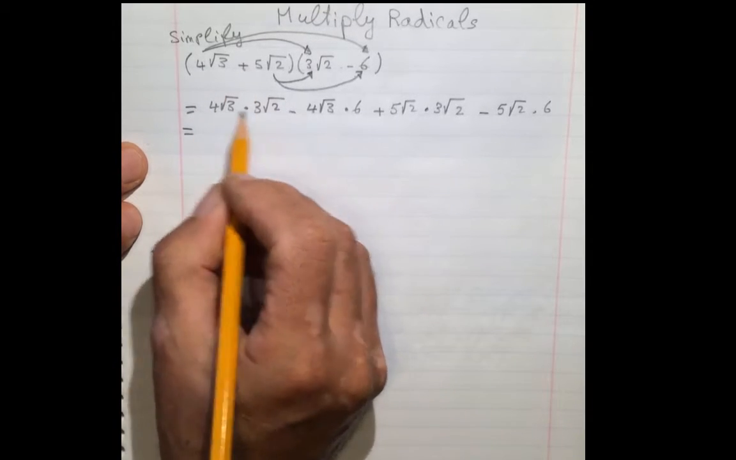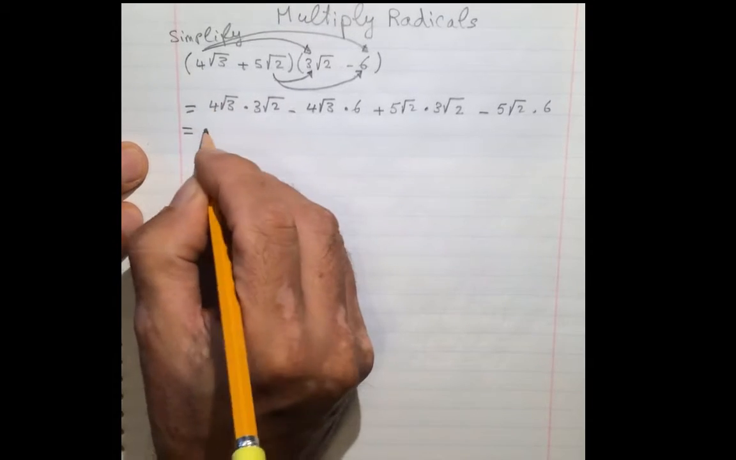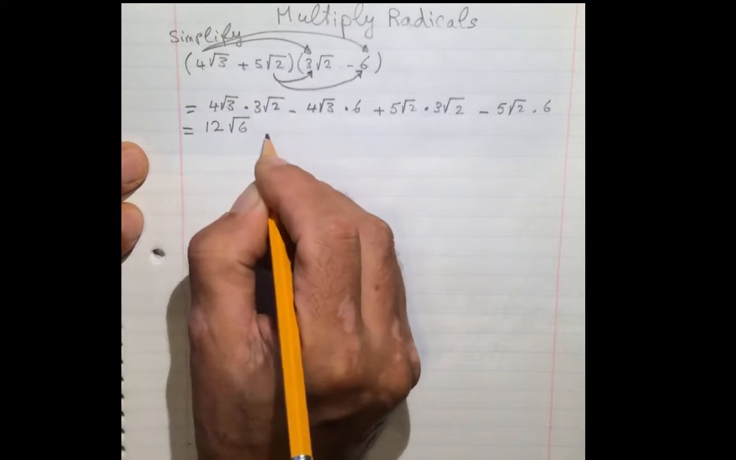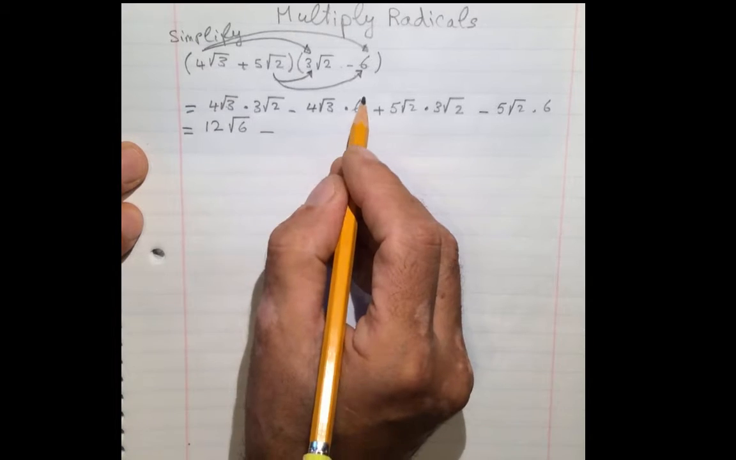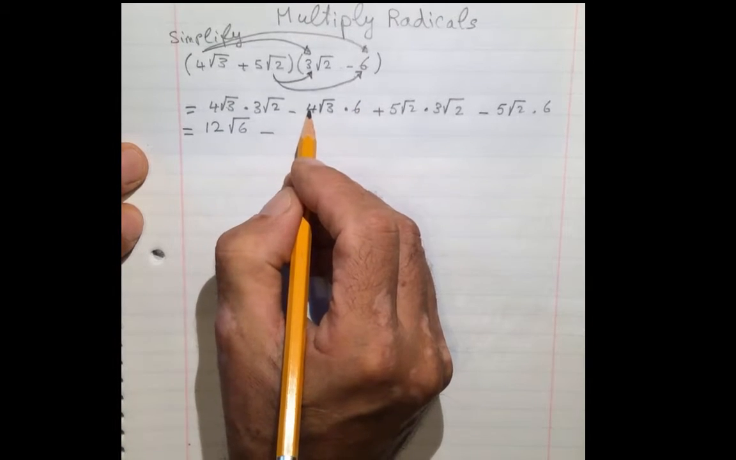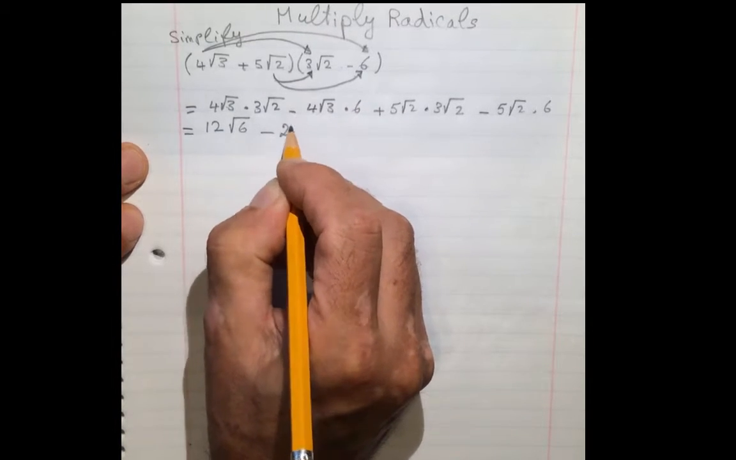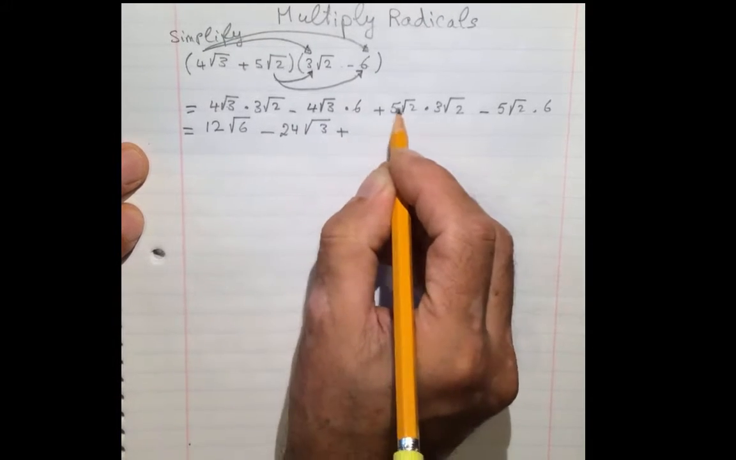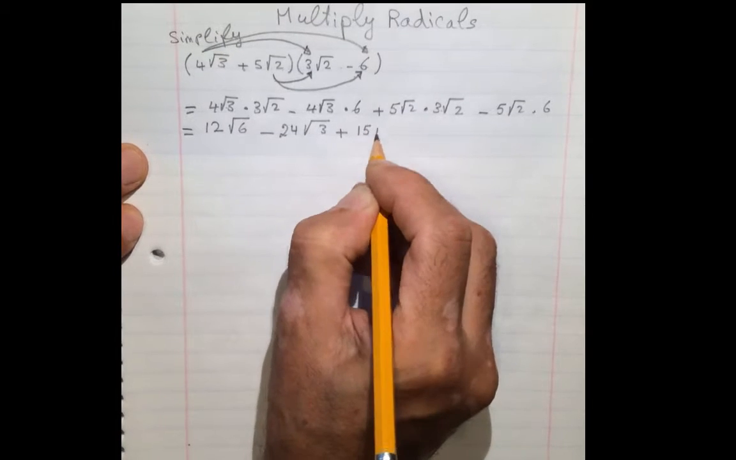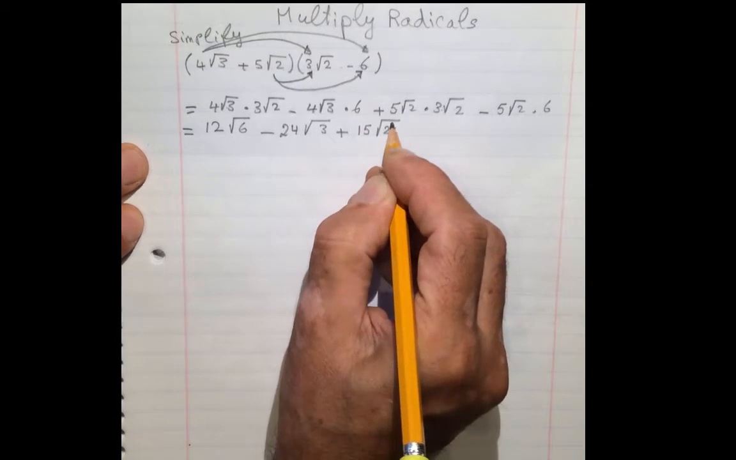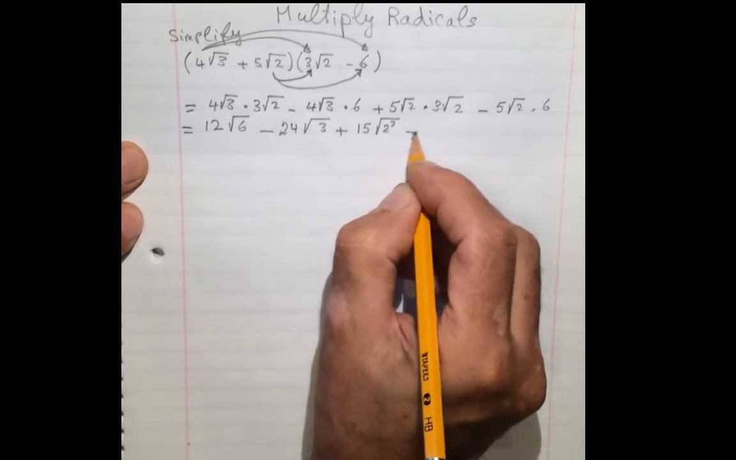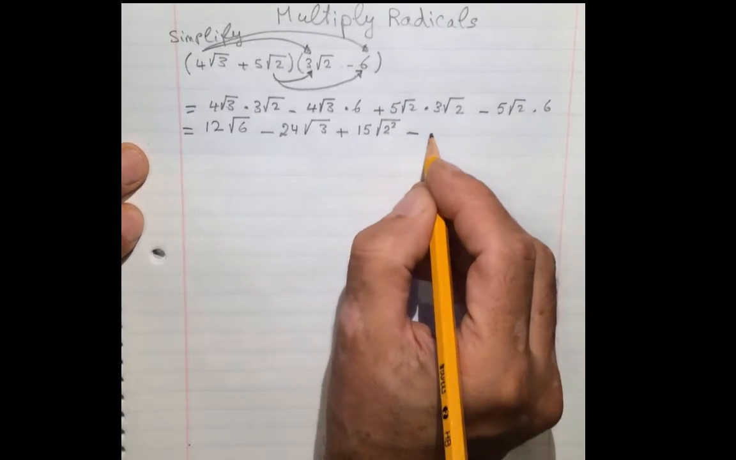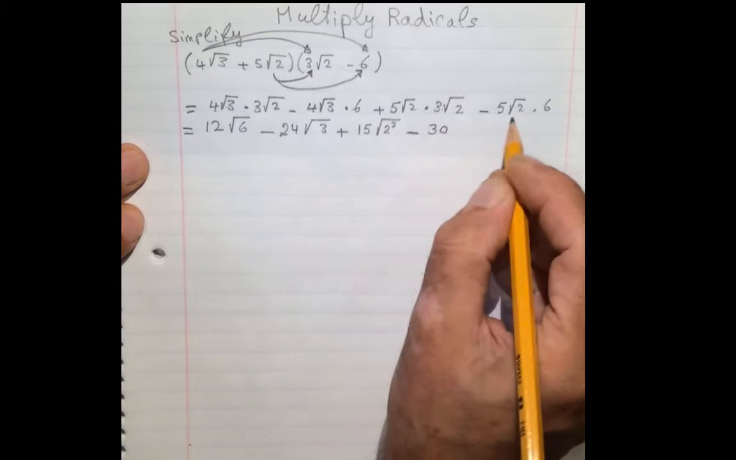4. We want to multiply these two, so we multiply 4 times 3, that's 12, and then we multiply root 3 times root 2, which is root 6, minus, that's regular number multiplied by the 4, we get 6 times 4, which is 24 root 3, plus 5 times 3, 15, square root of 2 times 2, 2 squared, which is regular 2, minus, that's regular number multiplied by the 5, so we get 30 root 2.